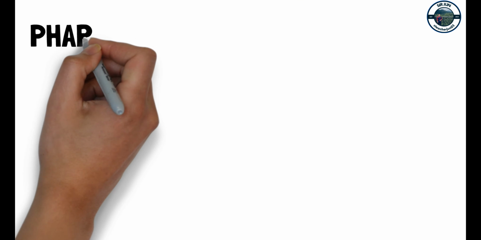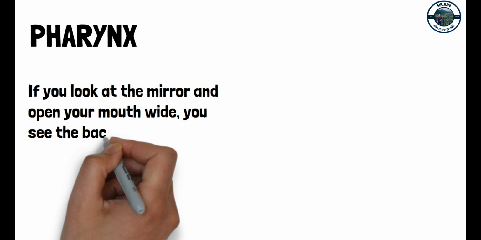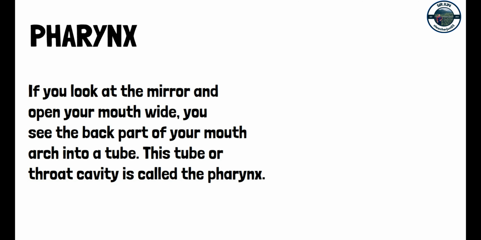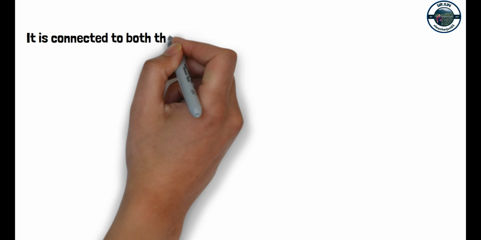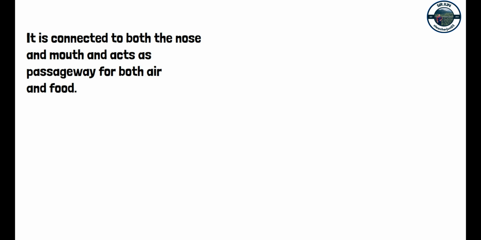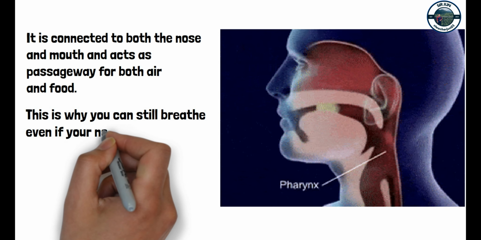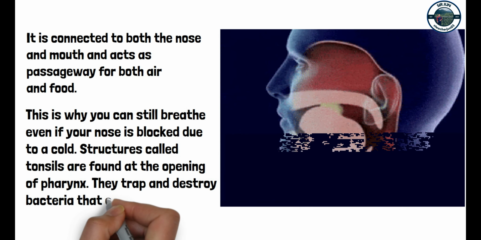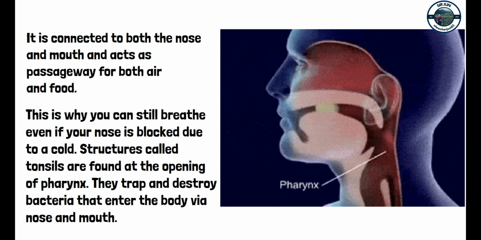Now let's go to the pharynx. If you look at the mirror and open your mouth wide, you see the back part of your mouth arc into a tube. This tube, or throat cavity, is called the pharynx. It is connected to both the nose and the mouth and acts as a passageway for both air and food. Look at the illustration. This is why you can still breathe even if your nose is blocked due to a cold. Structures called tonsils are found at the opening of the pharynx. They trap and destroy bacteria that enter the body via the nose and mouth.